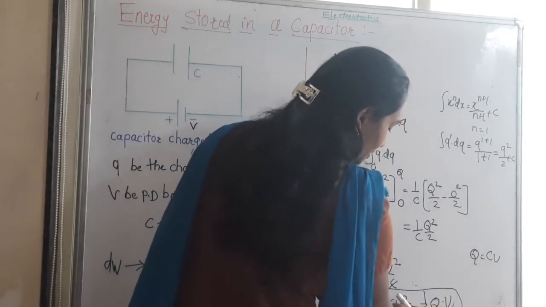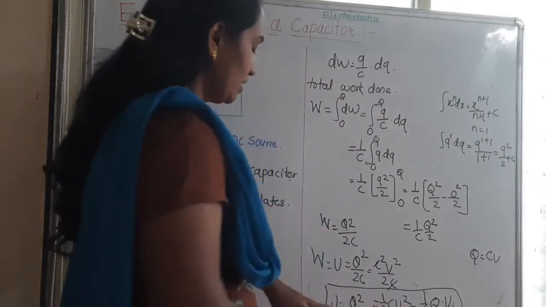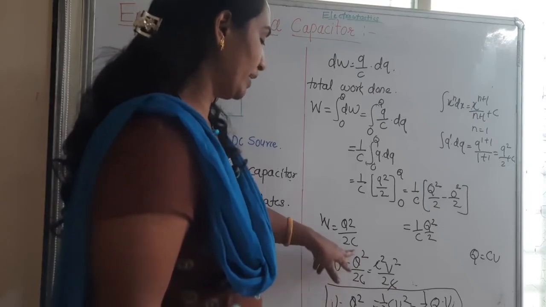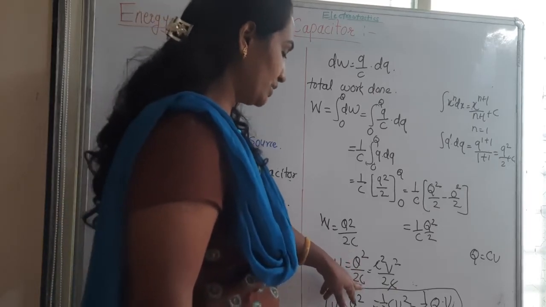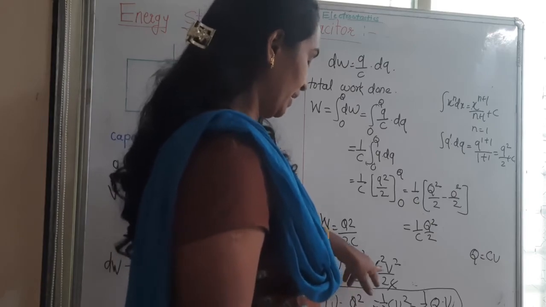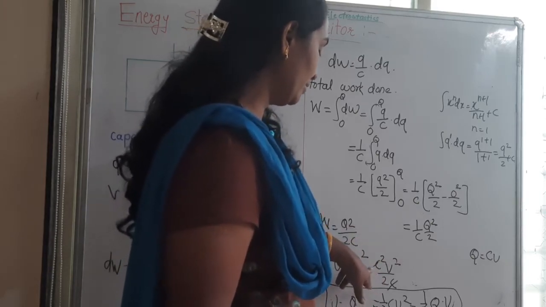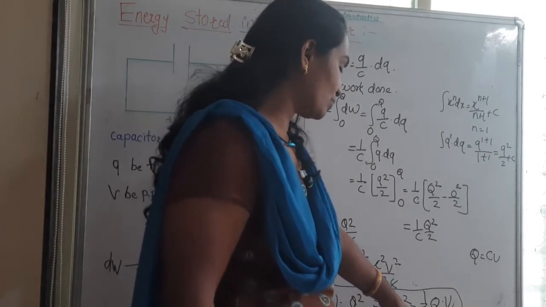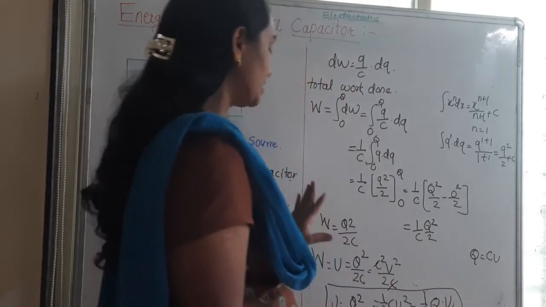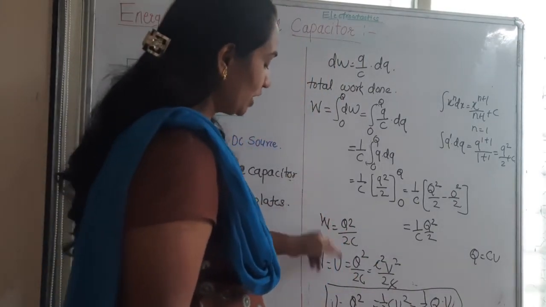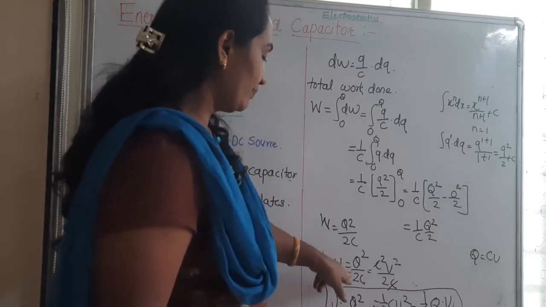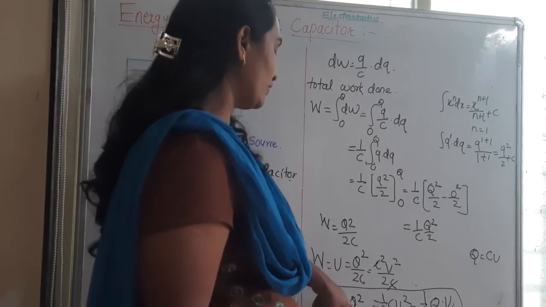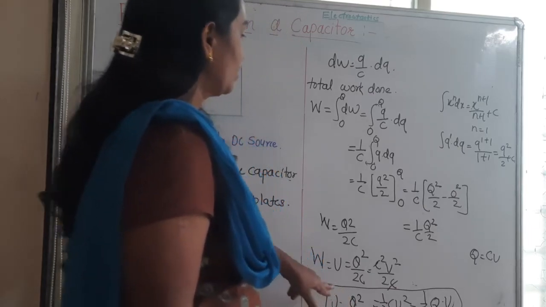The electrostatic potential energy is equal to Q square upon 2C, where Q is the charge and C is the capacitance of the capacitor. Rearranging, we get half CV square, which is equal to half QV. This is the work done which is stored in the form of electrostatic energy. The symbol for this electrostatic energy is U, and its value is Q square upon 2C.